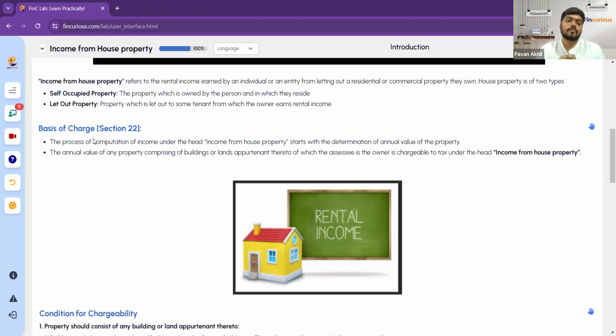So the process of computation of income under the head income from house property starts with determination of the annual value of the property. What do you mean by annual value? Very simple. How much rent you are receiving per month, multiplied by 12, is called your annual value. There are some conditions to it. I'll explain.